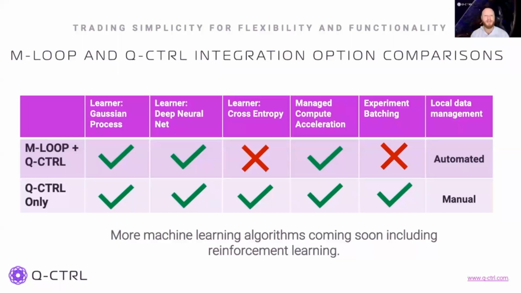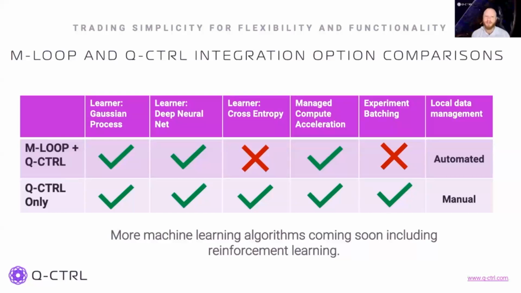Alternatively, if you want more flexibility than afforded by mLoop, using the QControl Boulder Opal automated optimization package alone gives you access to a broader range of agents, a new cross-entropy feature, and the ability to batch experiments, which is particularly useful when accessing cloud quantum hardware.